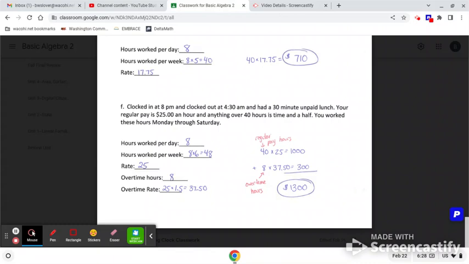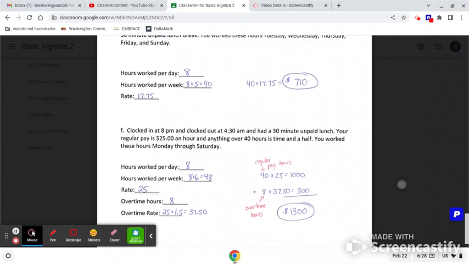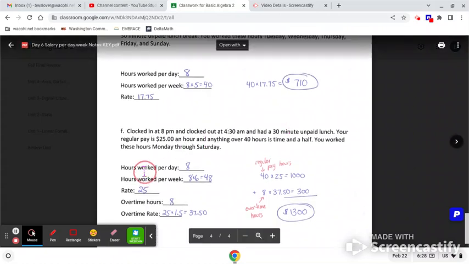So if you have questions, make sure you let me know. You do not have to fill all of these blanks in.